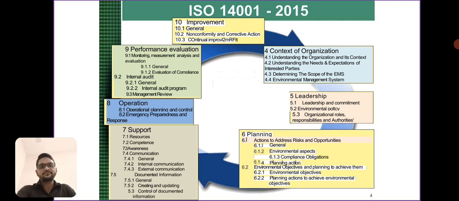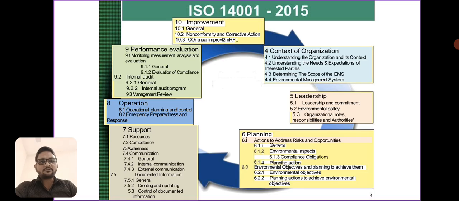Then 7 is support, that is 7.1 resources requirement, 7.2 competence, 7.3 awareness, 7.4 communication, 7.4.1 general requirement in communication, 7.4.2 internal communication, 7.4.3 external communication, and 7.5 documented information, 7.5.1 general requirement, 7.5.2 creating and updating documented information, and 7.5.3 control of documented information.